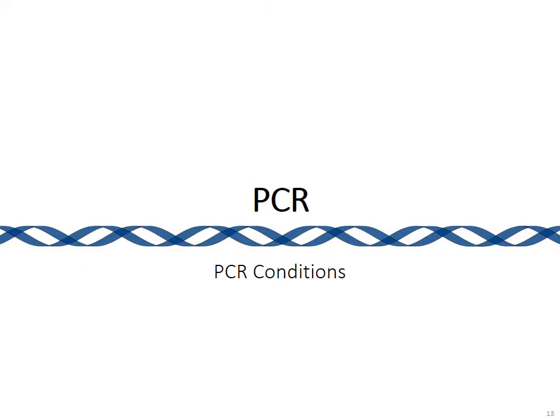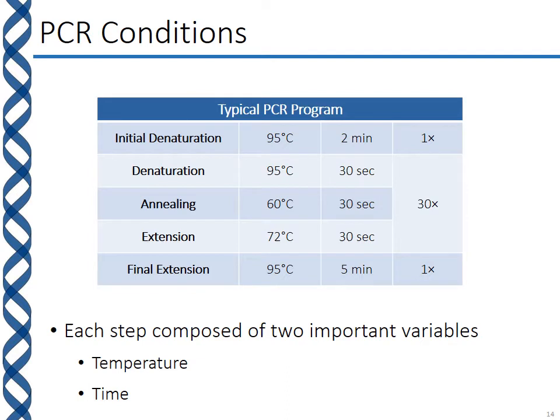So I mentioned the 3 different parts of the PCR cycle: denaturation, annealing, and extension. There are different PCR conditions that are involved in each of those steps, and these PCR conditions can determine whether a PCR is successful or not. So I find it worthwhile to take a close look at these different conditions and their effects.